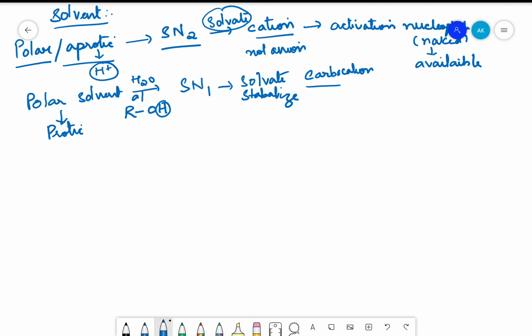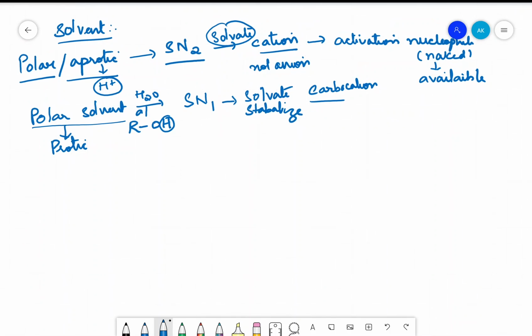And as you know, the SN1 reaction is more dependent on the concentration of the alkyl halide rather than the nucleophile. So if the nucleophile strength is also improved, it may not have any impact on the reaction. So the basic thing we have to remember here is that in case of SN1 reaction, the solvent will be polar but it will be protic, that will provide proton, that will solvate and stabilize your carbocation formed, which will be the intermediate.